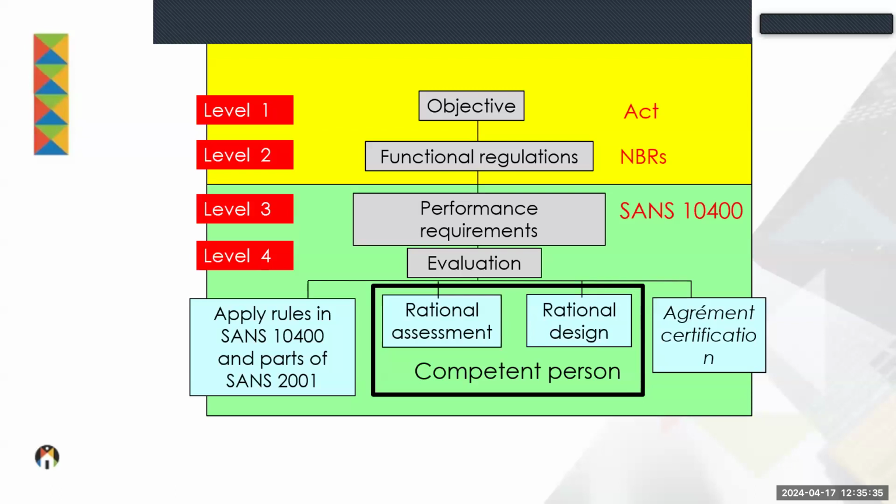Agrément certification you will only get for a product or a system where there is not an existing standard in place to cover the performance of that material, system, or whatever it is. So it's for new innovative stuff. So if you do a steel structure, you can't do an Agrément certificate for it because there are already standards dealing with steel structures.